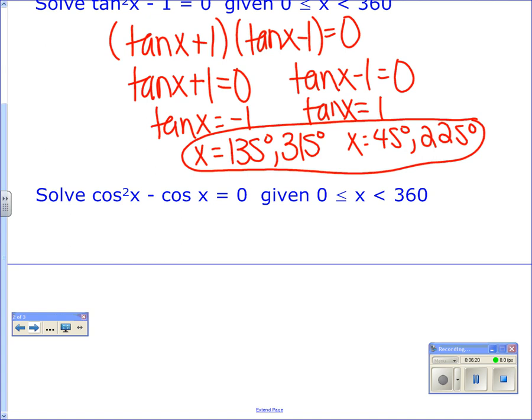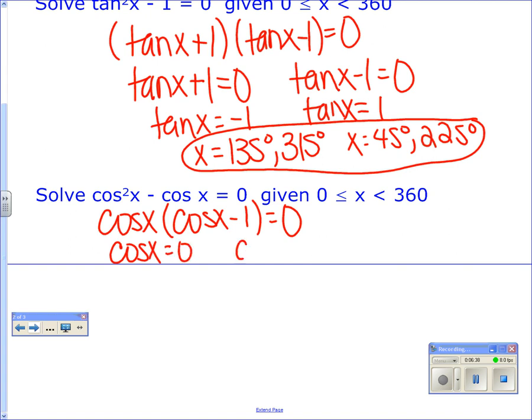All right. So how would you factor this? Does that make sense? And then what would you do? Right? Cosine of x equals 0, or cosine of x minus 1 equals 0. So cosine of x equals 1. Any questions so far?